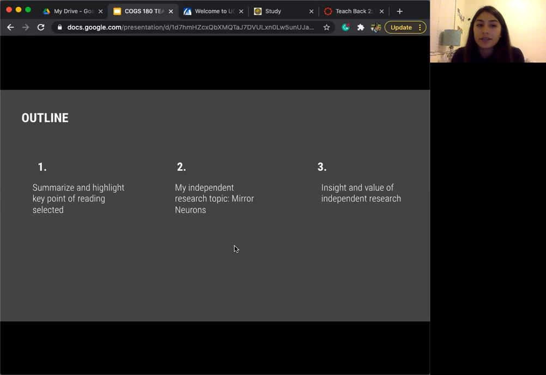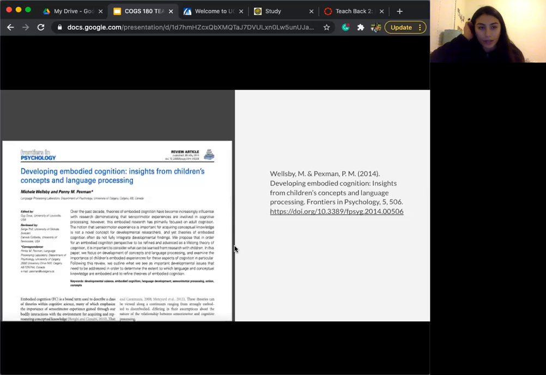So here's an outline of today's presentation. I'm going to summarize and highlight key points of the reading selected, propose my independent research, which is mirror neurons, and give insight and value of my independent research. The reading I chose is by Welsby and Pexman, and it is Developing the Embodied Cognition: Insights from Children's Concepts and Language Processing.